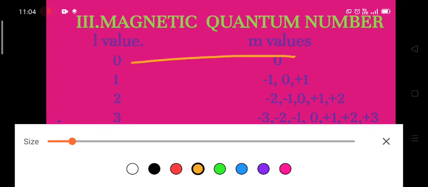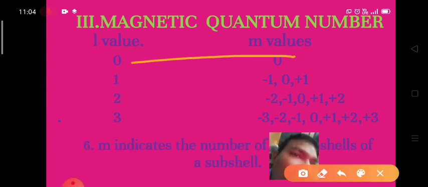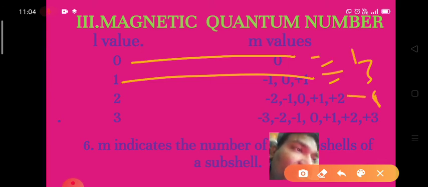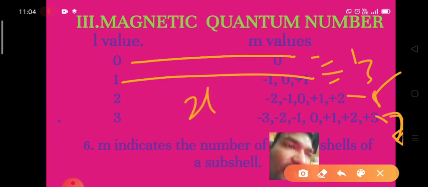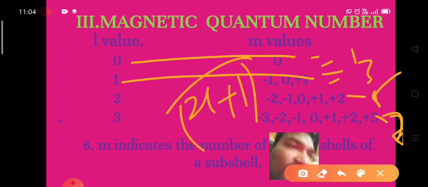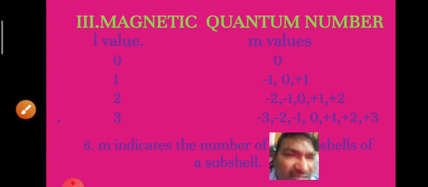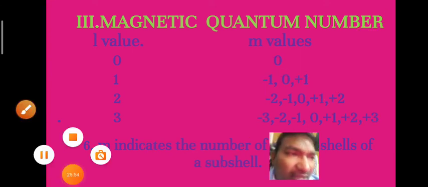For L equal to 0, the m value is 0. For L equal to 1, the m values are minus 1, 0 and plus 1, that means 3. Here only 1, here 5, and here 7. So they are equal to the 2L plus 1 equation: 1, 3, 5, 7. Like that we can calculate the number of orientations by using the magnetic quantum number.